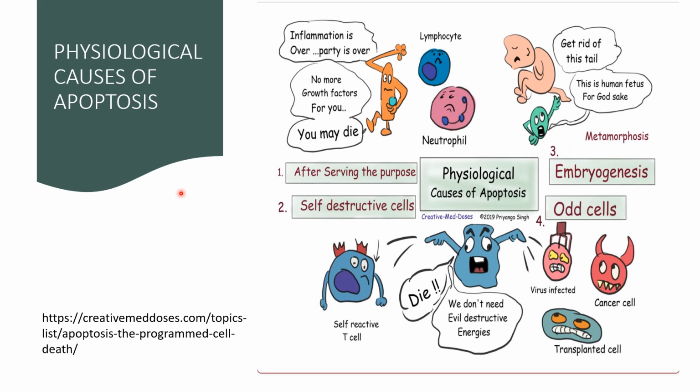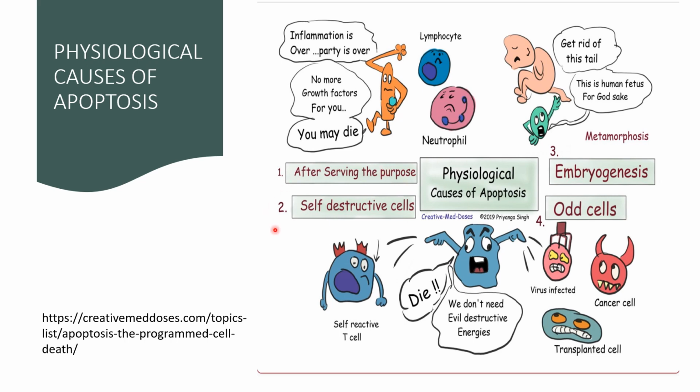Let's say for example, to eliminate any offending agent, the body undergoes inflammation. Neutrophils are the predominant cells which are activated during inflammation and which eliminate the offending agent. But after their job is done, the neutrophils will also be eliminated. So that usually happens by apoptosis.